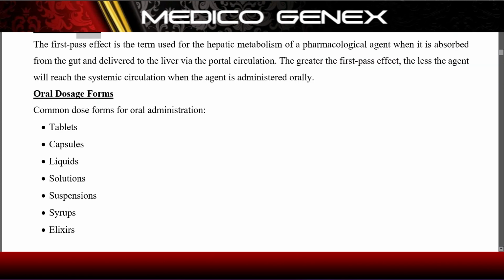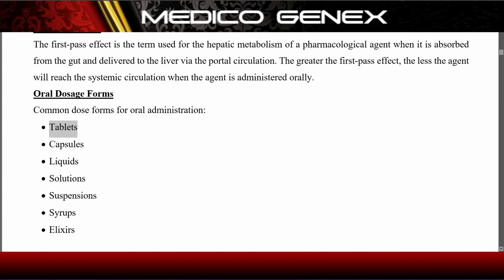First pass effect. The first pass effect is the term used for the hepatic metabolism of a pharmacological agent when it is absorbed from the gut and delivered to the liver via the portal circulation. The greater the first pass effect, the less the agent will reach the systemic circulation when the agent is administered orally. Oral dosage forms. Common dose forms for oral administration.